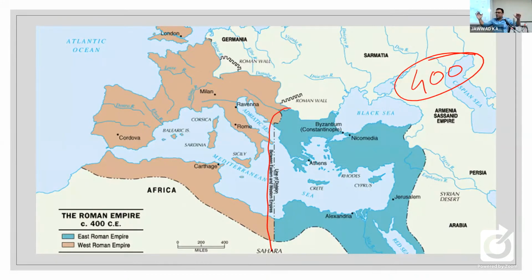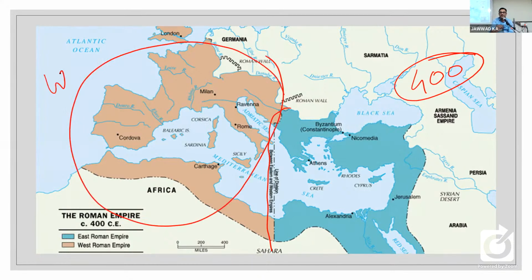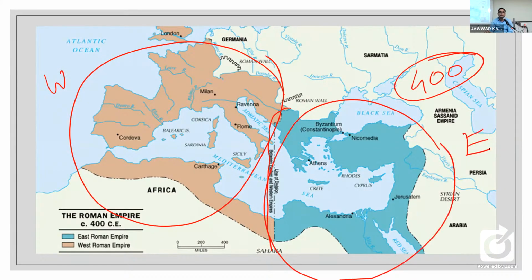We understood that. It is very advanced for its age, economically, intellectually speaking. This Roman Empire will split up into two parts around 400 AD. This western part will be called as the Western Roman Empire, and this eastern part will be called as the Eastern Roman Empire. Did you understand this, guys?